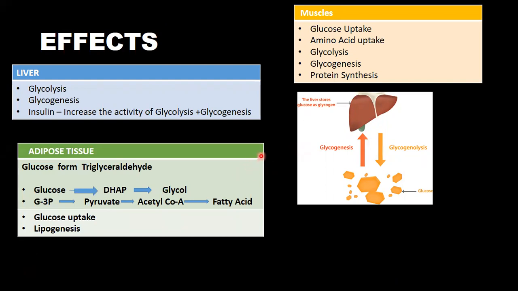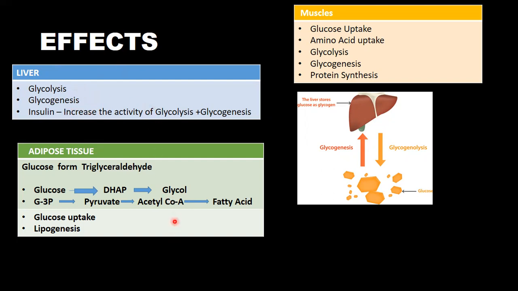Now the insulin which was made by the Golgi body is released from the cells and comes into the bloodstream, and through the bloodstream it goes to the liver. In the liver, what is the role of glucose? The glucose is broken down by the process of glycolysis, and by the process of glycogenesis, the glucose is converted to glycogen. And what is the role of insulin in the liver? It increases the activity of glycolysis and glycogenesis.